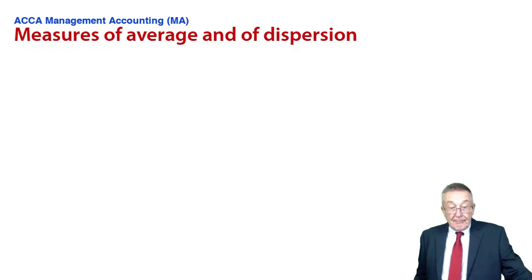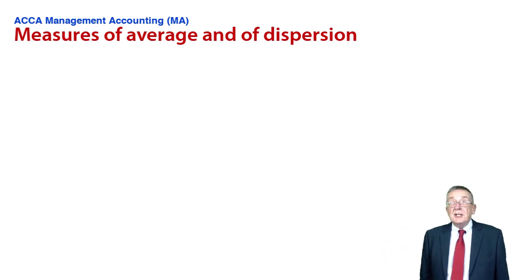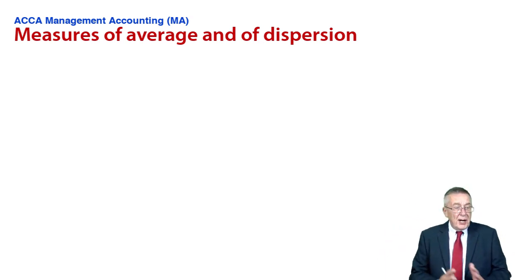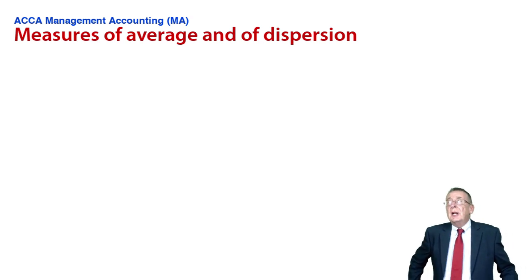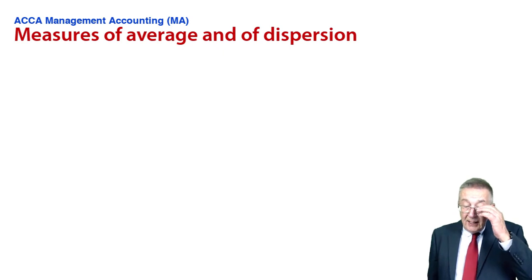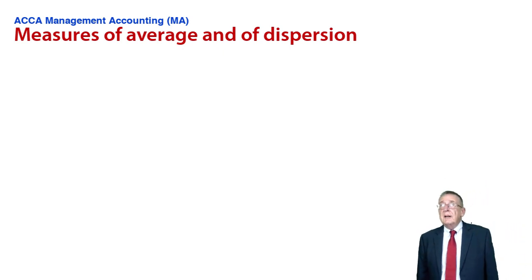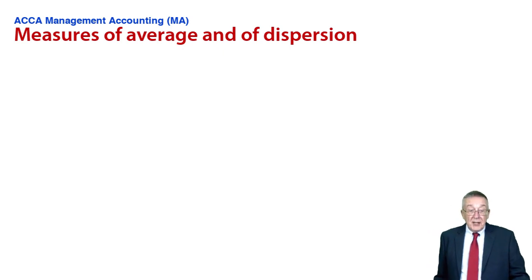This chapter deals with what we call measures of average and dispersion, and I will break it into two lectures so it doesn't go on too long. In this lecture I'll look at measures of average, and in the second lecture I'll explain what we mean by dispersion and look at measures of dispersion.